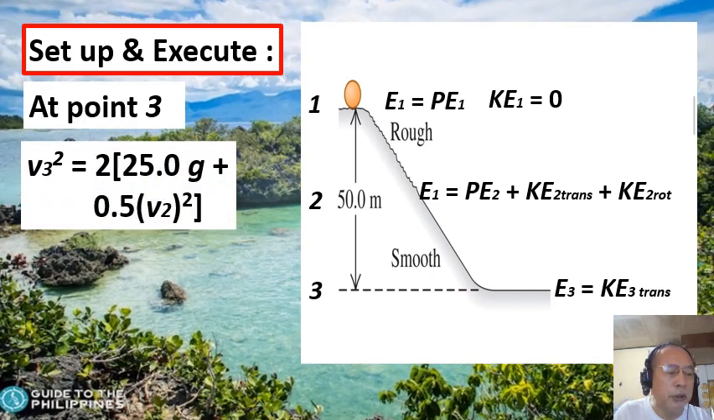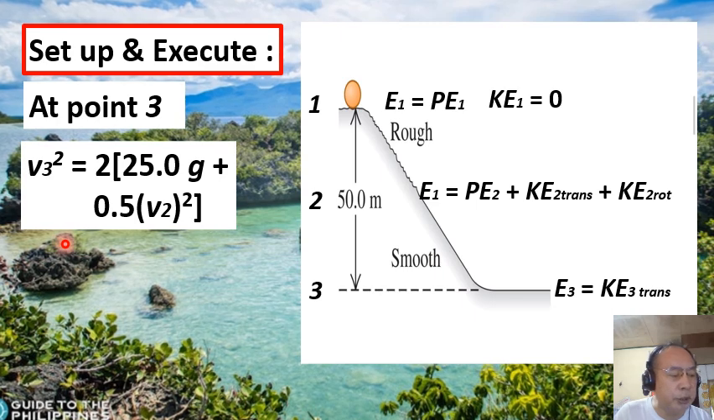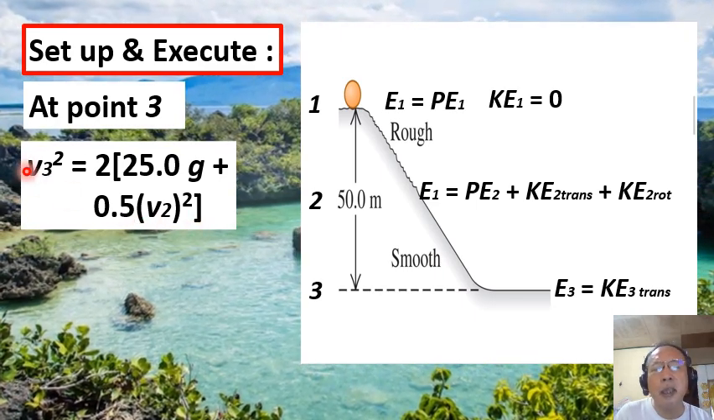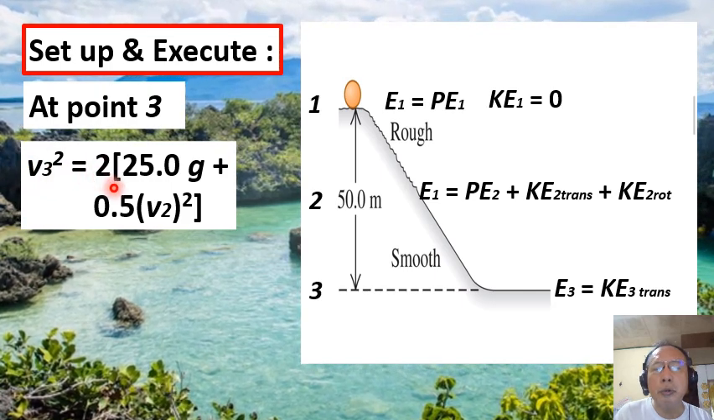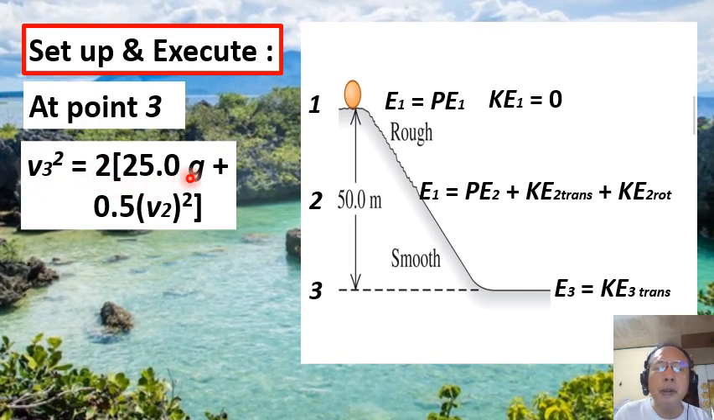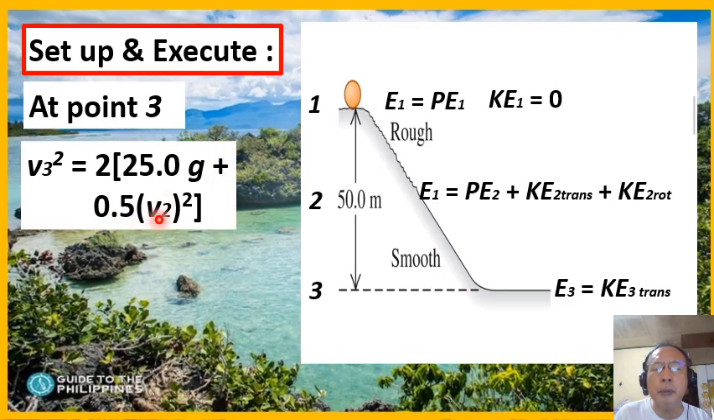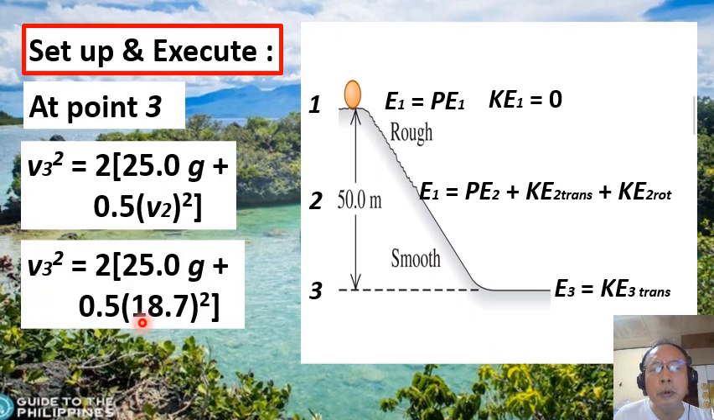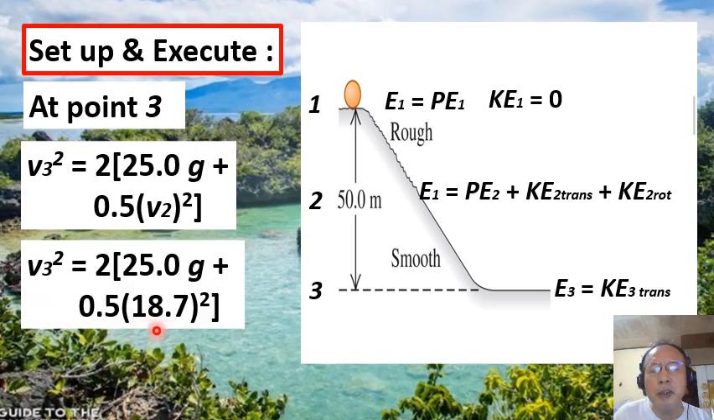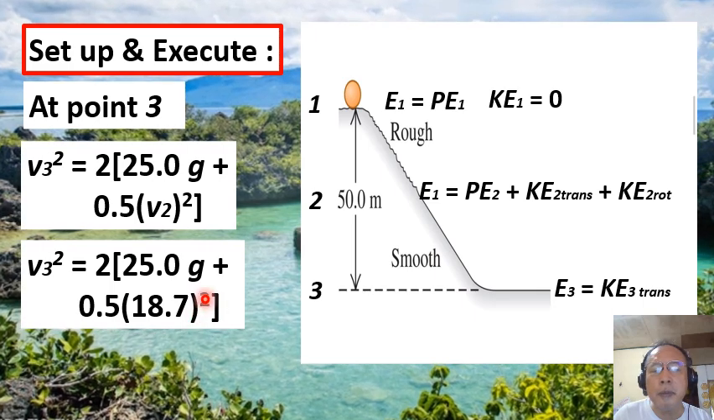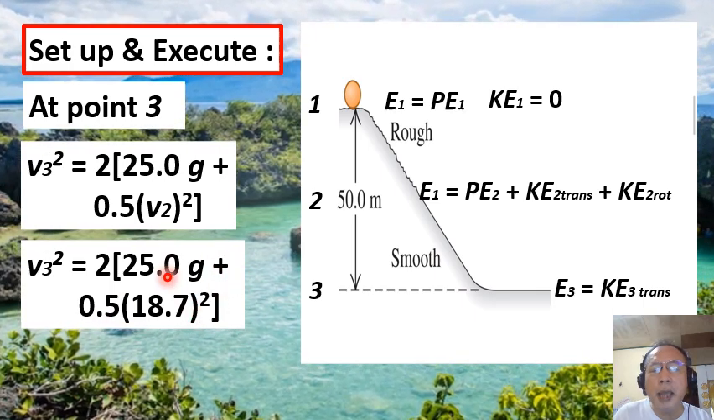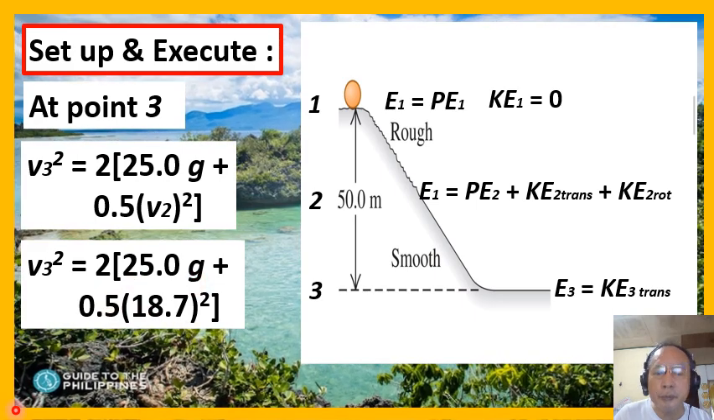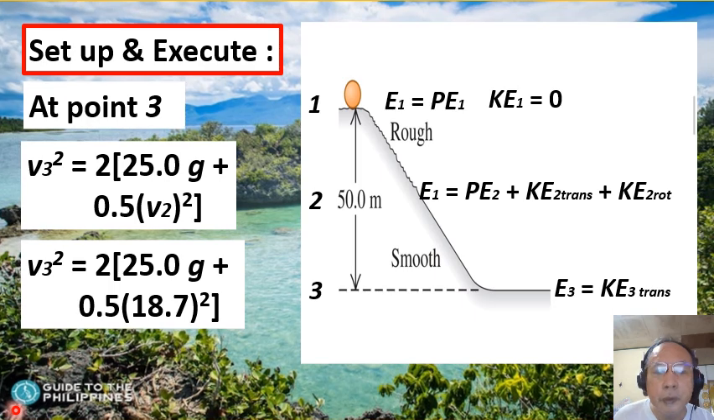Moving on to our final computation for the speed v sub 3, using this equation that we had earlier: v sub 3 squared equals 2 multiplied by 25.0 times g plus 0.5 multiplied by the square of v sub 2. So when we substitute the value for v sub 2, that is 18.7 meters per second, get its square, multiply by 0.5, add to 25.0 g, then finally multiply by 2 and get the square root.